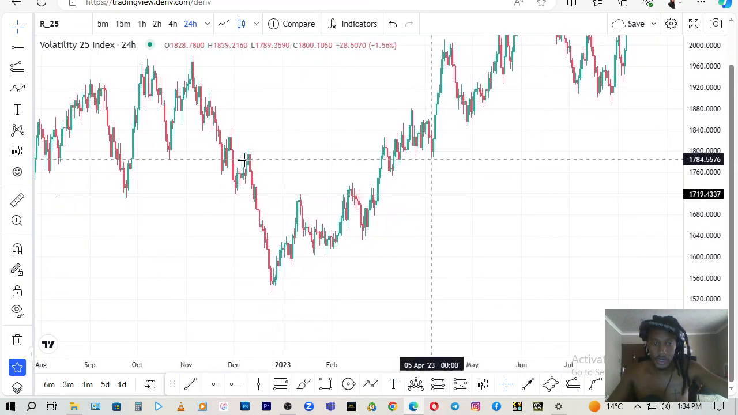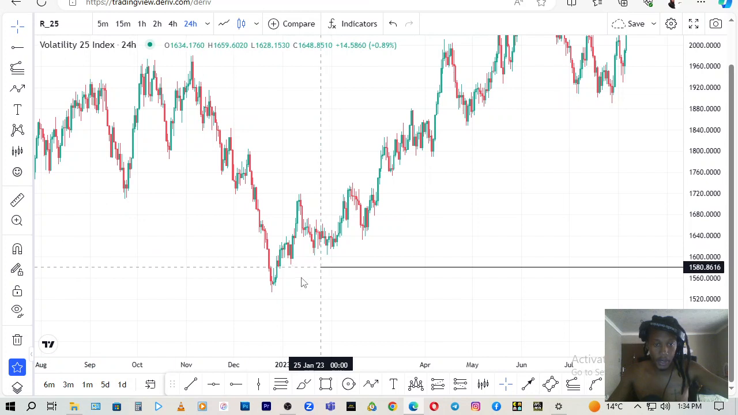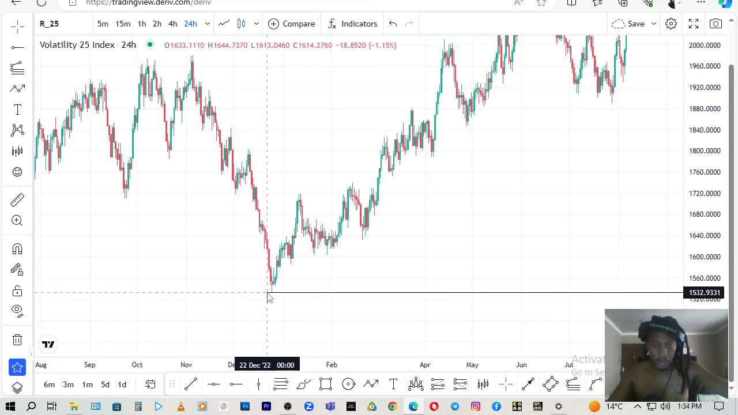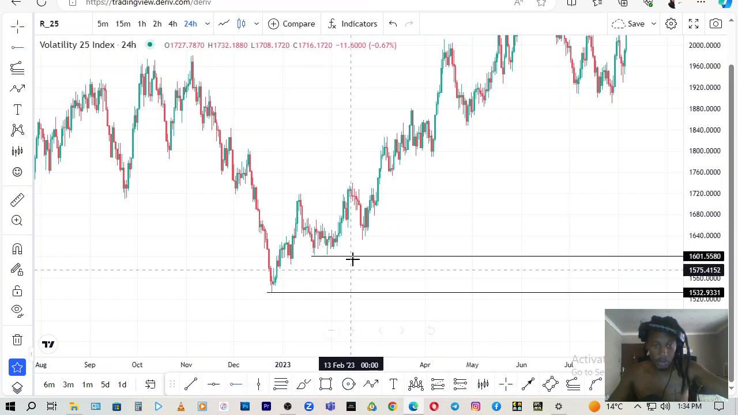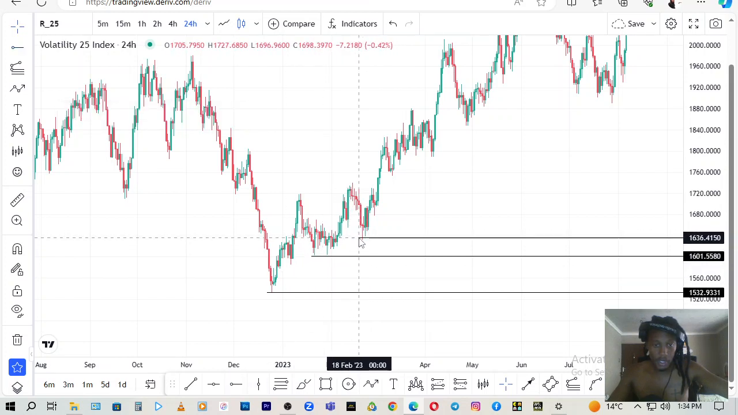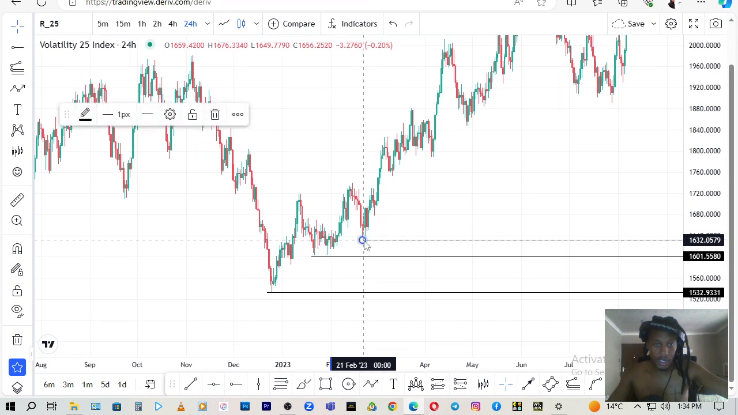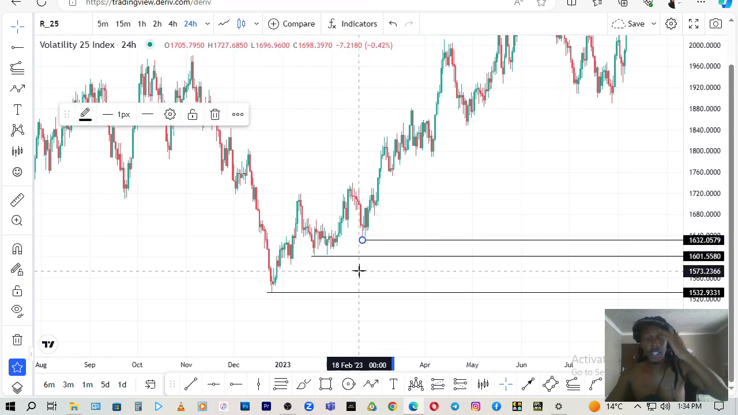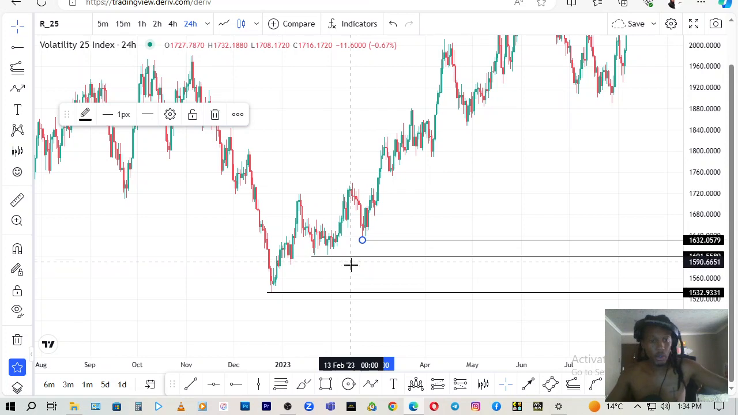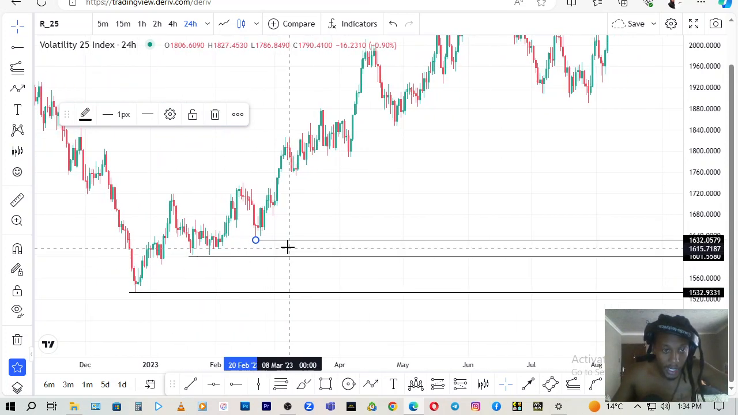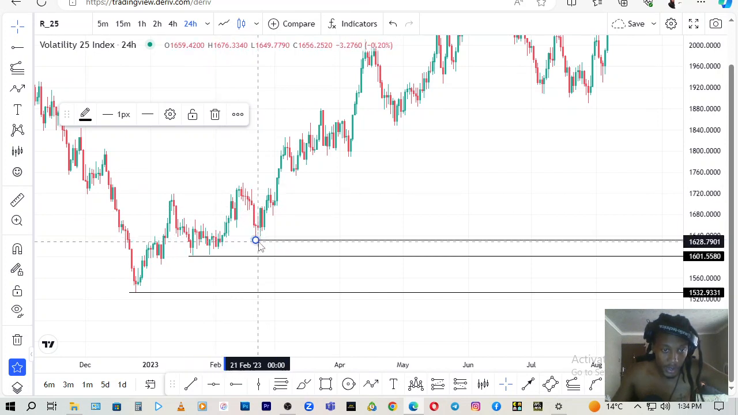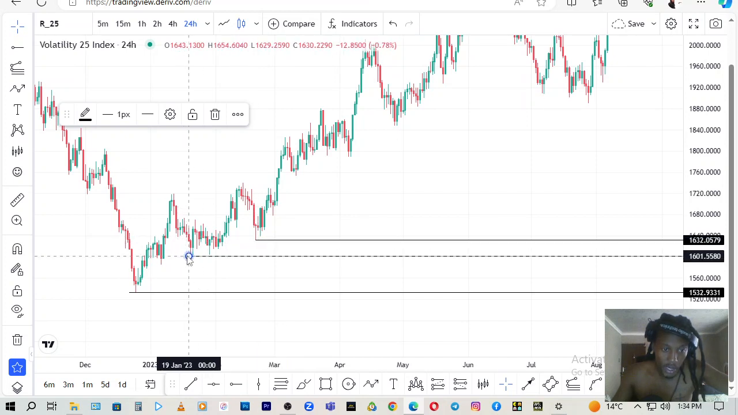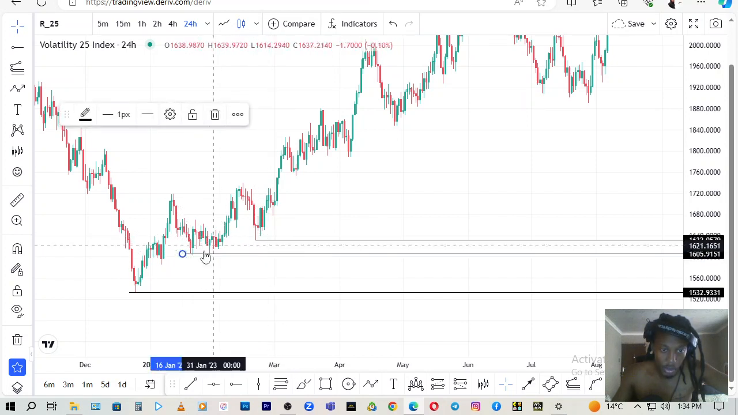So on a daily, I'm just going to highlight my swing lows. This is my swing low. This is how I actually do it, right? Let me just show you and explain it to you. So every time I get a break of structure and a reverse and a rejection, that's actually my swing low. That's how I can mark out my swing lows.